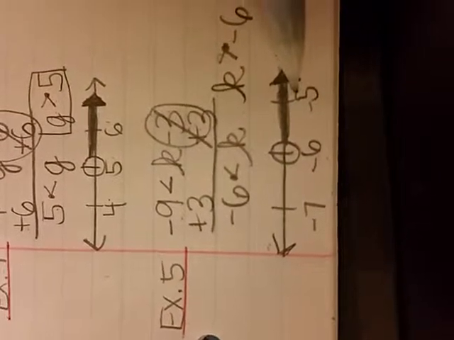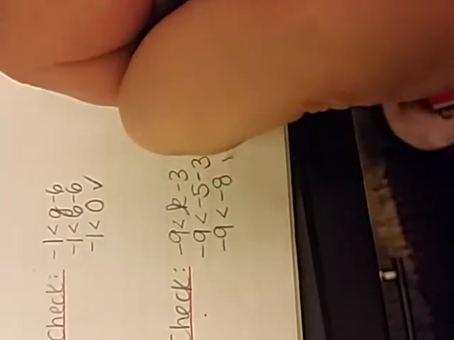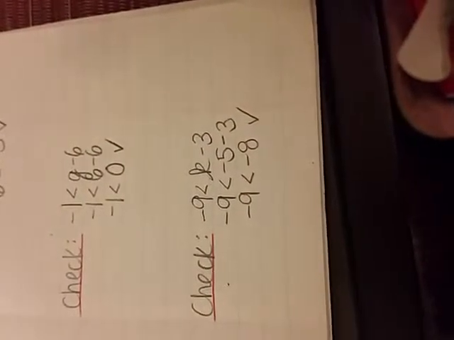Okay, I'm going to check, and I'm going to substitute -5 in for k. I get -9 is less than k minus 3. -9 is less than -5 minus 3. -9 is less than -8, which is true. It checks out.